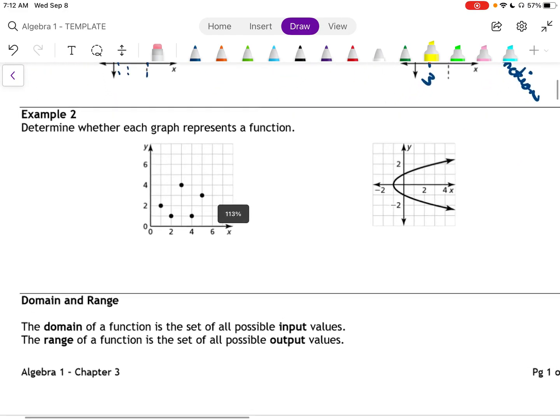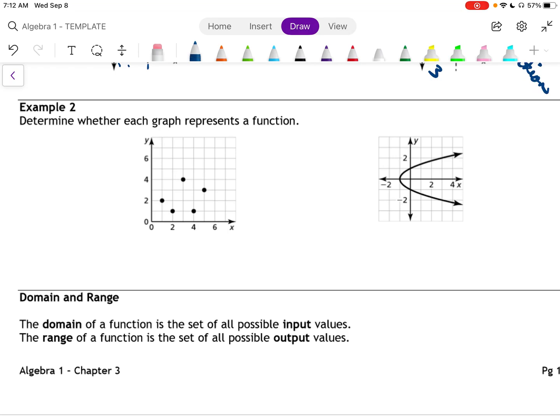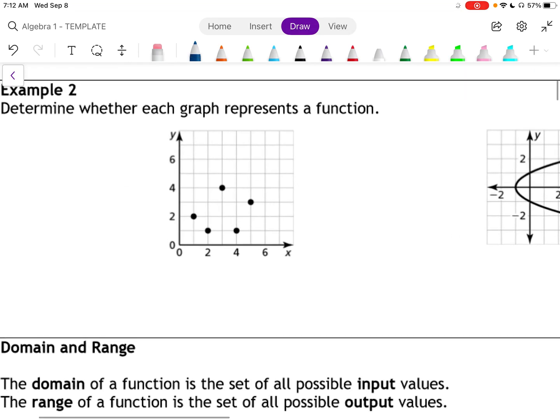So example 2, determine whether each is a function. On the left piece here, we have another discrete graph with a bunch of points. I can draw dotted lines through all these, and it never touches it twice. This is a function.